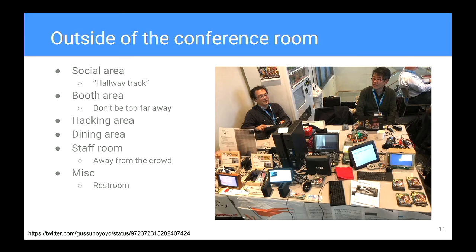Right. So, a hacking area: because we are a technical conference, a hacker conference, people will like to sit down and hack something. And a dining area: if eating and drinking is prohibited in your conference room, you need to check where people can have their meals. And you probably need a staff room or staff area where you can keep all your conference staff and your goods safely there.